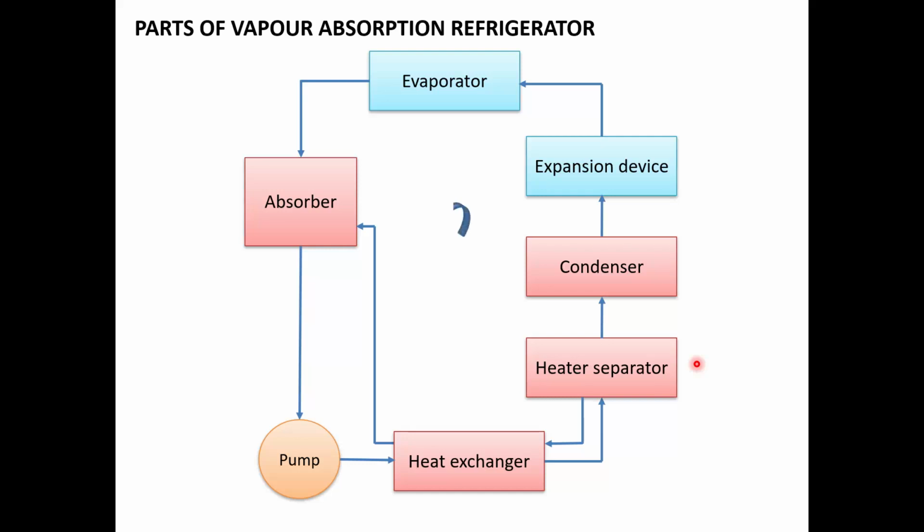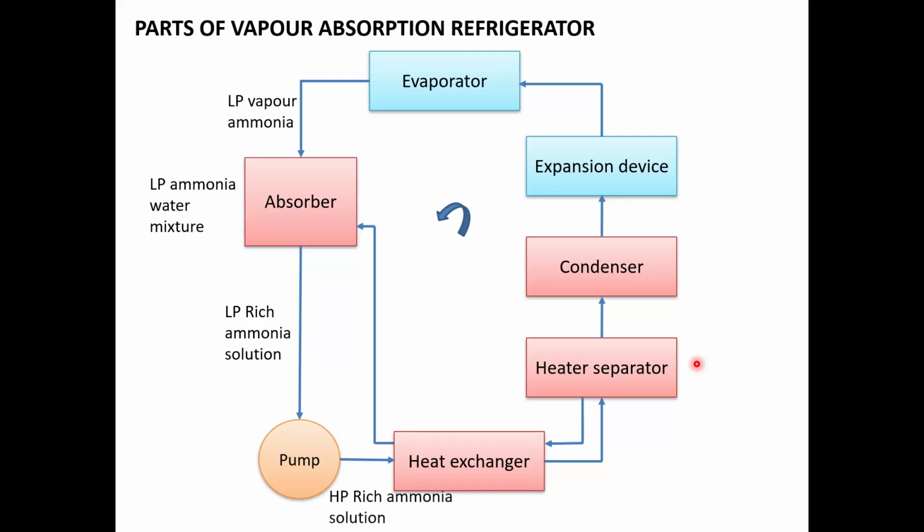From the evaporator, low pressure ammonia in vapor form will enter into the absorber where it mixes with the water and becomes a rich ammonia solution. Then it will enter into the pump where it gets pressurized and enters the heater separator where heat is added so that the ammonia will evaporate to become vapor ammonia, and then it will enter into the condenser.